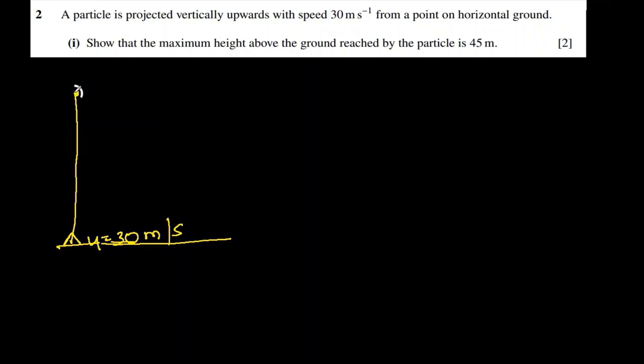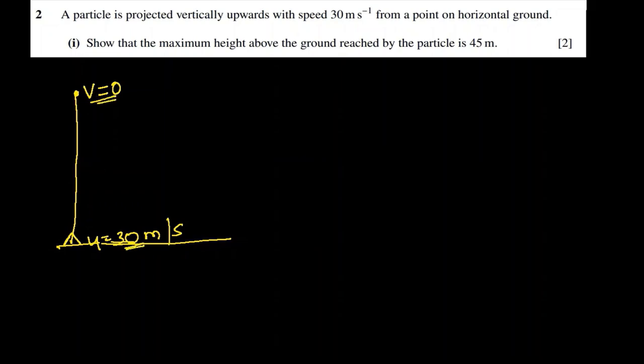So we have to show, right? We can't use this 45 meters; we have to arrive at 45 meters. Two things we need to keep in mind: whenever something is thrown up, it ultimately goes to the highest point of its journey and stops. Stops means the velocity becomes zero. U is 30 meters per second, V becomes zero.